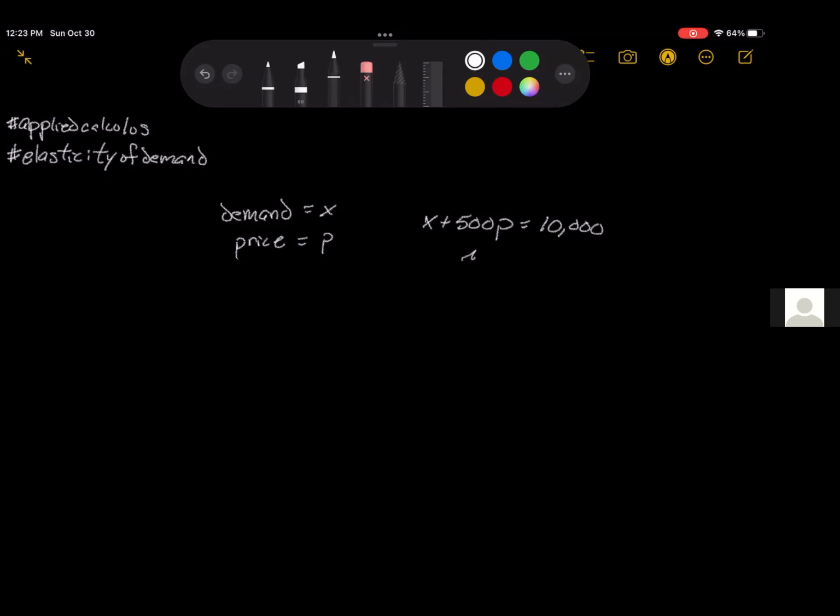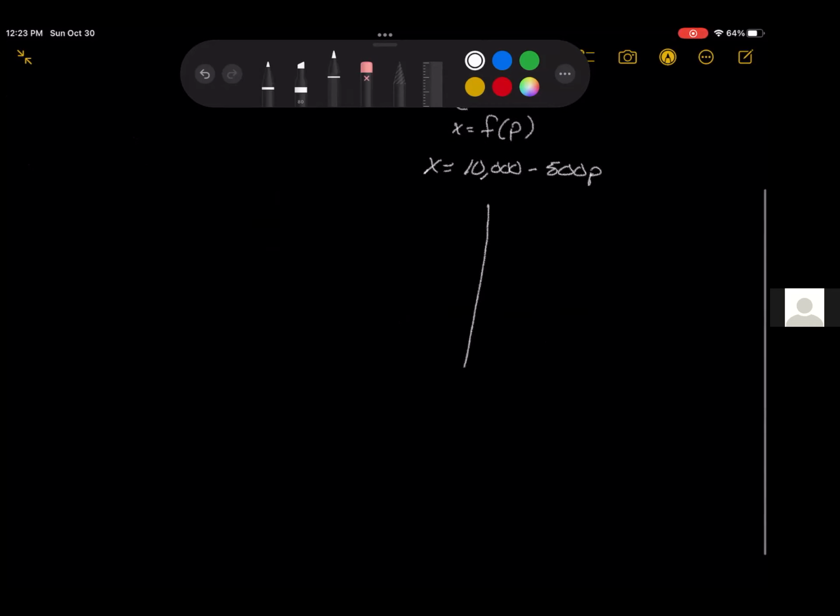So let's write this as a function of price, giving us the demand. Right? If I solve this relationship for my demand x, I find that x is equal to 10,000 minus 500p. So I can only have a positive price. So let's put 0 there. This is my price axis. So as I increase my price, my demand drops 500 and it begins at a value of 10,000.